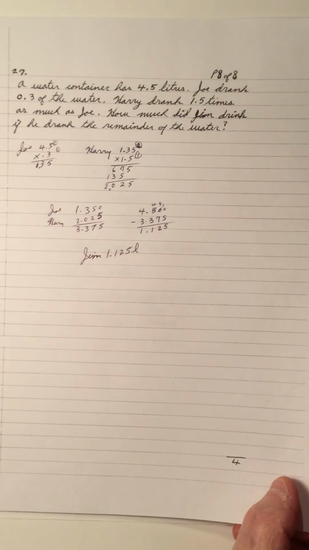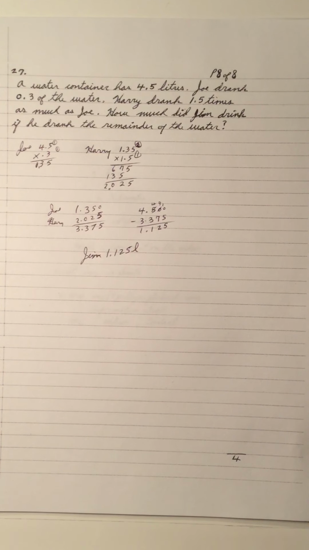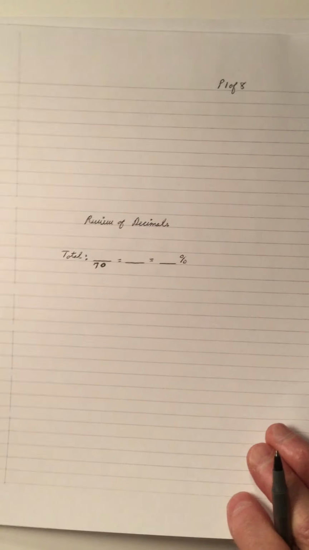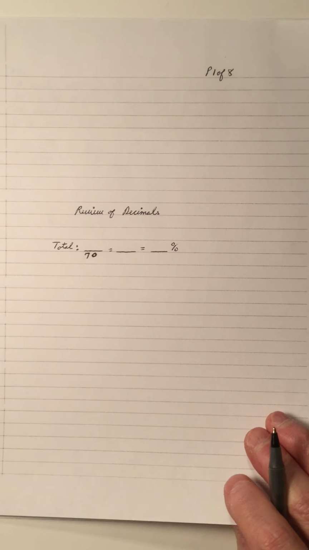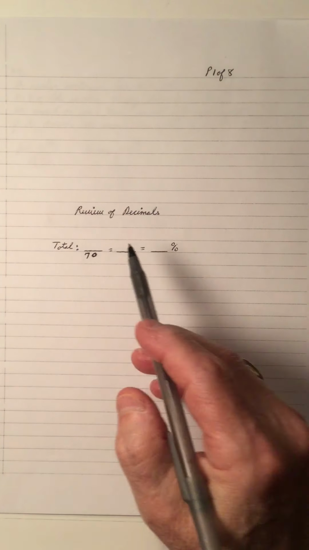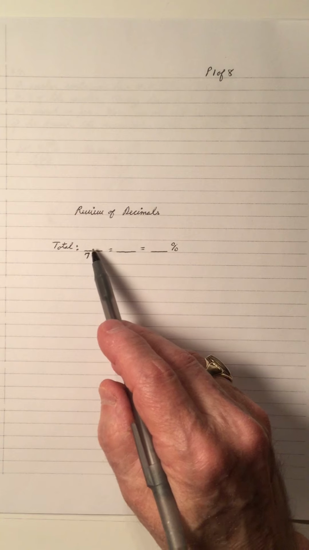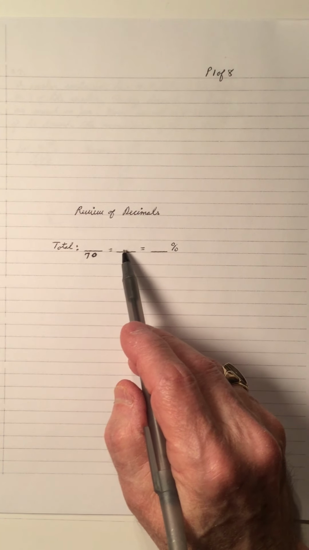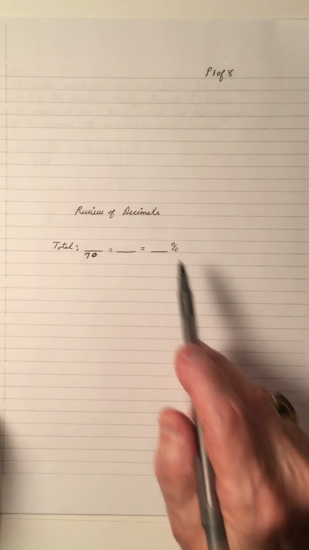That's the end of the quiz. Don't forget, add up all your pages. Look back at the first page. Add up all the totals at the bottom. Put it over 70. Divide 70 into that. Get a decimal. Move your decimal 2 places to the right and get your percent. And see how well you did.